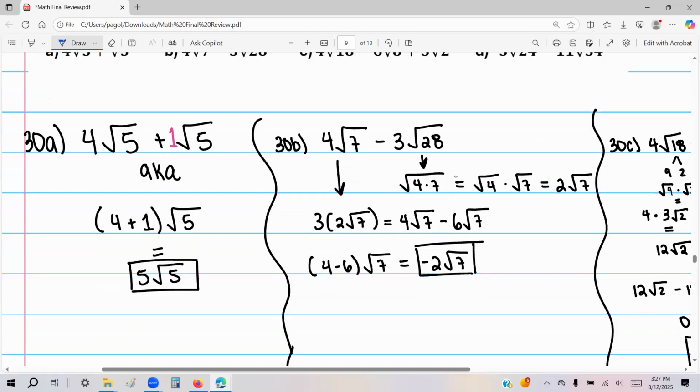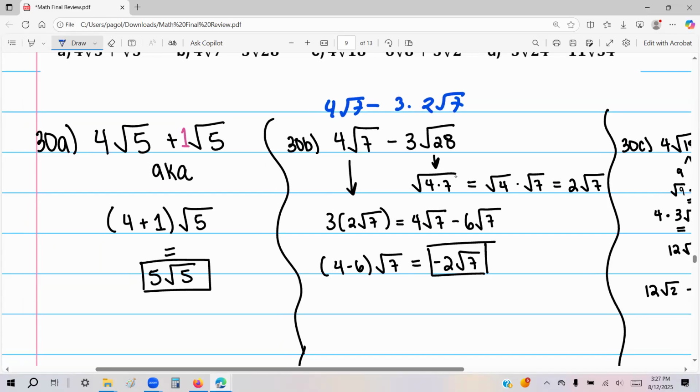In the second one, we have 7 and 28, so we cannot combine until 28 has a 7. So we can divide 28 by 7 by 4. So we get 2 square root of 7. So we have 4 square root of 7 minus 3 times 2 square root of 7. So we have 4 square root of 7 minus 6 square root of 7. That gives us negative 2 square root of 7.